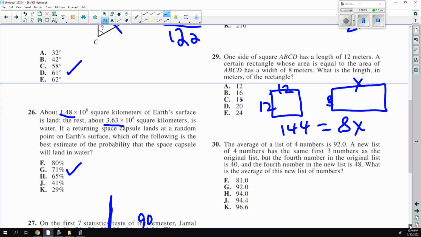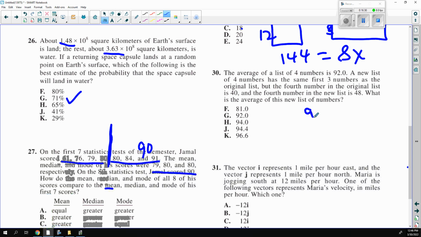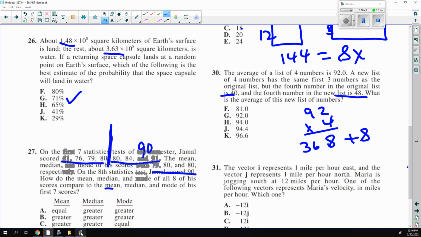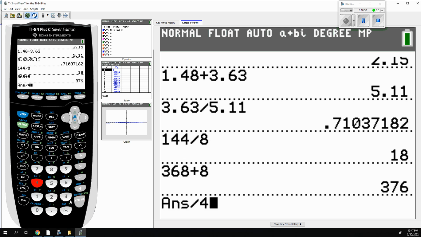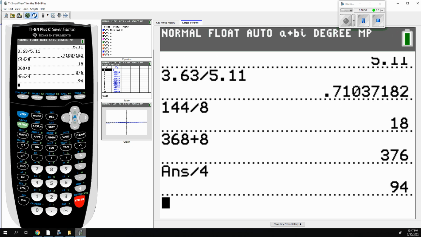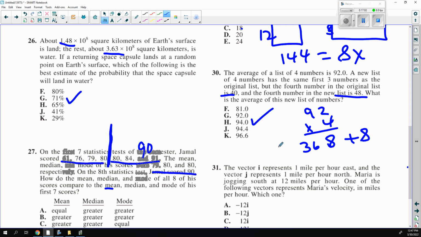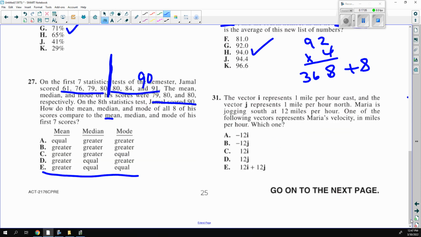Average is total. You haven't heard me say that. Ha ha. 92 times 4 is 368. And now they play with you. They say the first 3 numbers are the same. The fourth is 40 of the original. Now it's 48, so we're just going to add 8 to that score and get 368 plus 8 divided by 4, and the new average is 94, 2 points higher because it's 8 divided by 4.